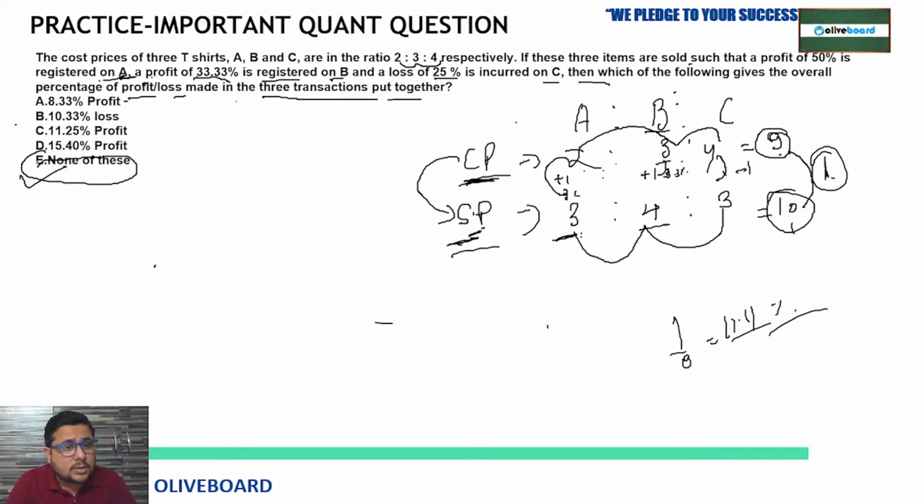Satya, you got 11.25. No, it is not possible to have 11.25. Clear, Satya? That 1 by 9 is going to be 11.11, and we are also having the option none of these. So we will choose that now. 11.25% we are not going to get. Clear? Or still any doubt? Tell me fast.